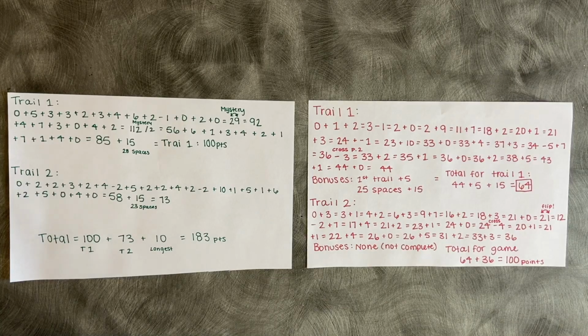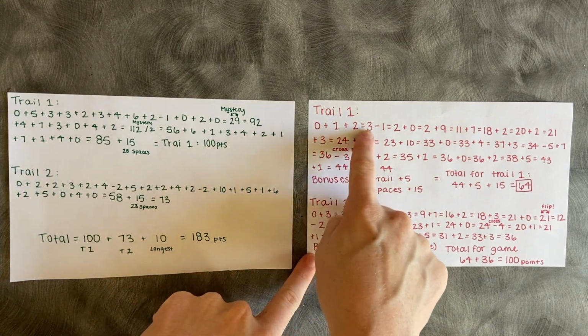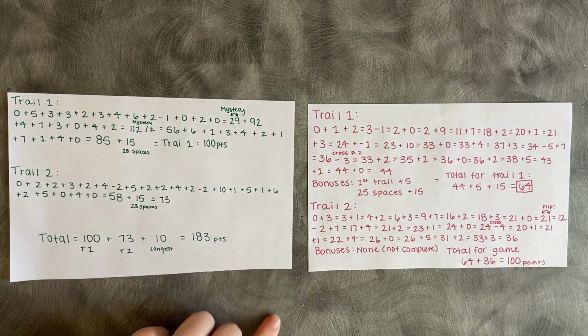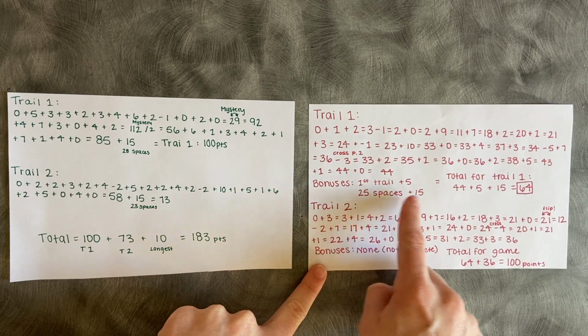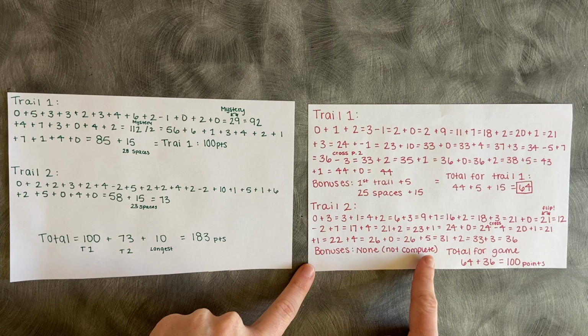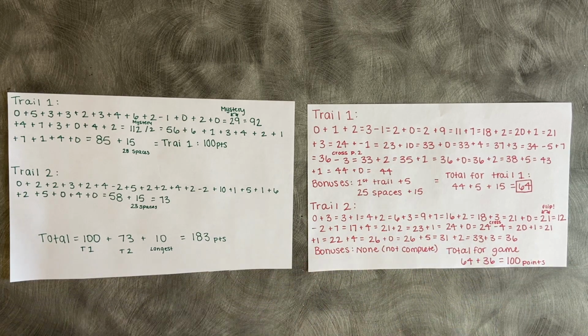Every player has free reign as to how they want to keep score. Taking a closer look at player 1 and player 2's score sheets, we can see that they each did it differently. Player 1 totaled their points as they went along. After their bonuses for the first trail, they received a score of 64. On the second trail, they did not receive any bonuses because they were unable to complete it. Combining their totals, they had an overall score of 100 points.